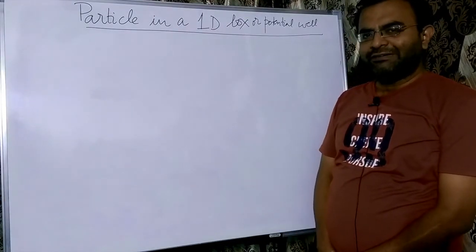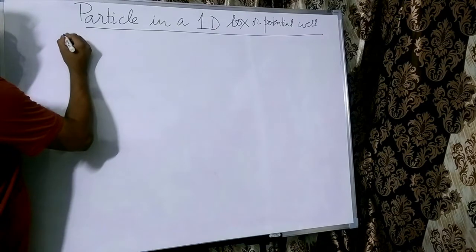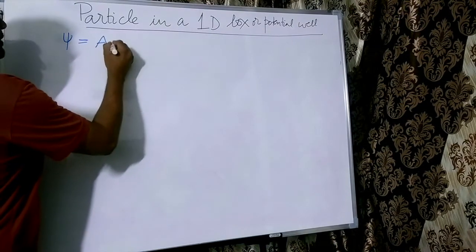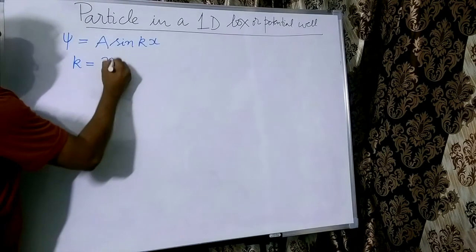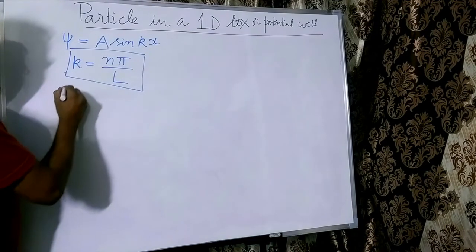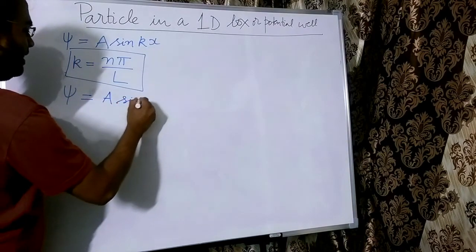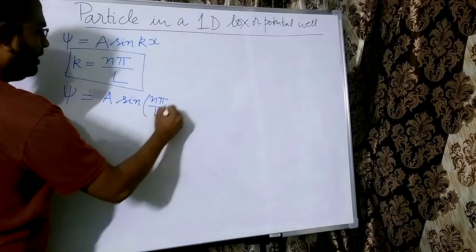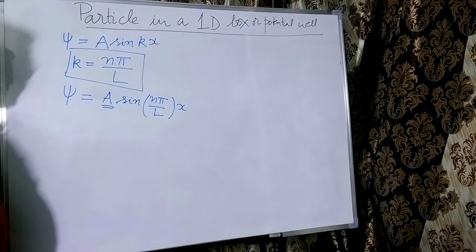Right, now we can continue our derivation from where we left off. We have now obtained the trial wave function to be A into sine kx. We have found that k for the given problem becomes n pi over L, where L is the length of the box. Therefore, we can write our general solution as A times sine, instead of k, we can write n pi over L of x. Now, still we are left with the constant A. We have to find out the value for this constant for the given problem by applying the given boundary conditions.